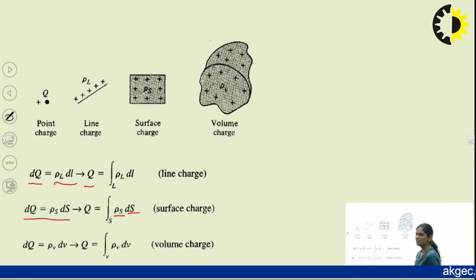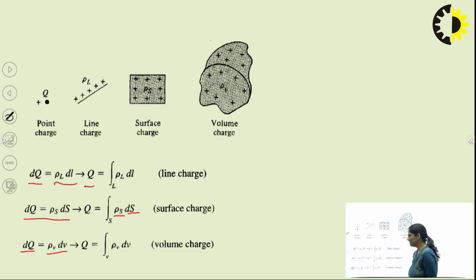Now, the third one is volume charge. The differential charge on this volume is dq equal to rho V dV. To find the charge here, integrate with respect to V, rho V dV. This is the charge density on this volume, and this is dV. So, this is the charge on this volume. These are the cases for how to find charges on line charge, surface charge, and volume charge.